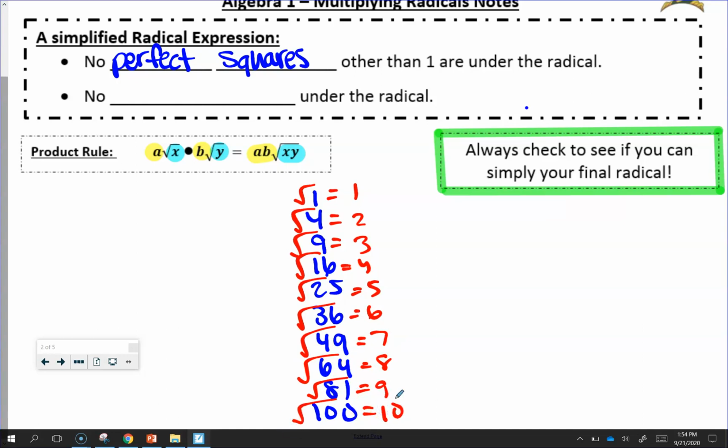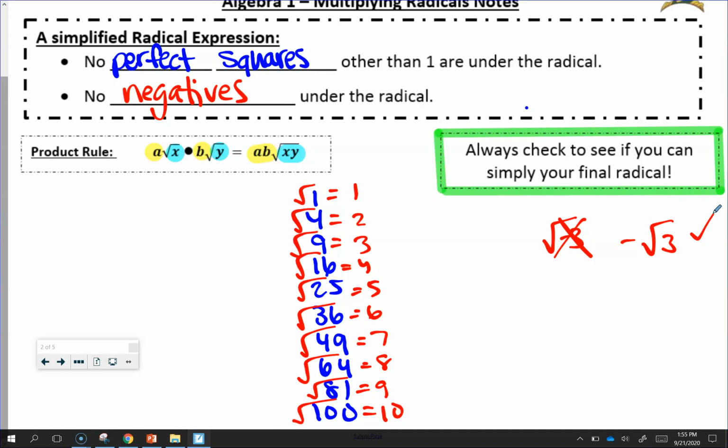Okay, so we got to make sure that those blue numbers, those are perfect squares. Those cannot be left inside my radical. We can always simplify those. We also cannot have any negatives under our radical expressions. So we cannot have the square root of negative 3, not allowed. If I had negative square root 3, that one's okay because the negative's on the outside.